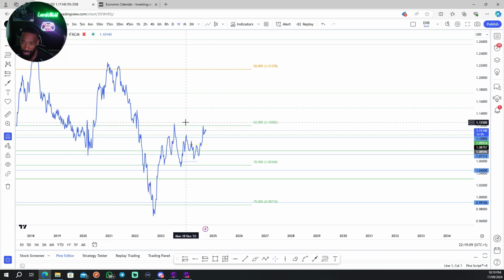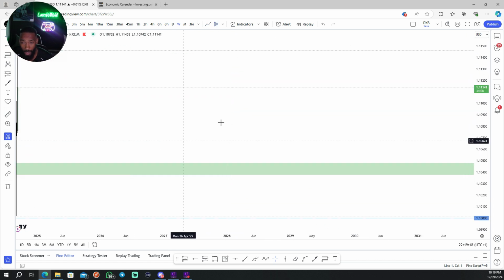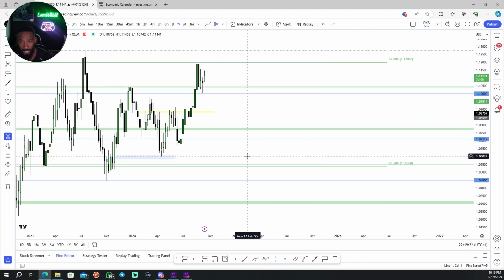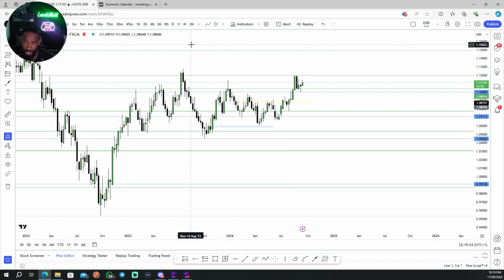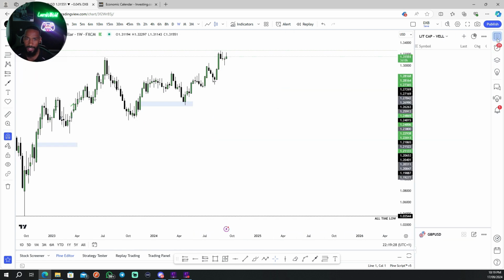Now, whether we take out this low down here, it's debatable. It's really debatable, this high, because of course we do understand we have the interest rate decision taking place for the dollar. Now, of course, if the dollar grows some balls and it gets stronger, then this is going to come down like Titanic.